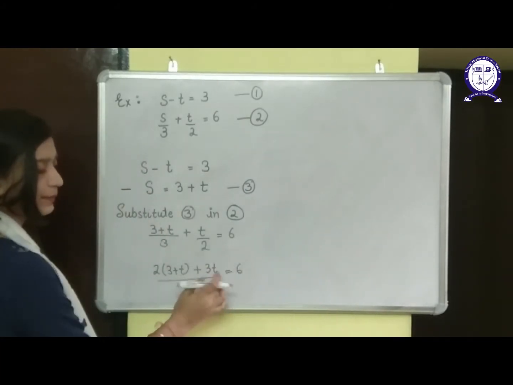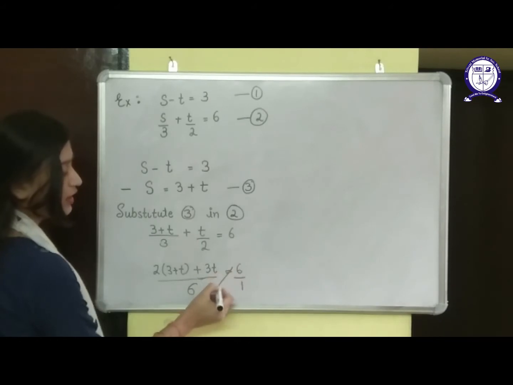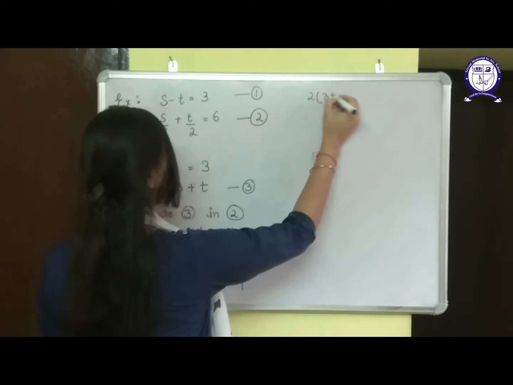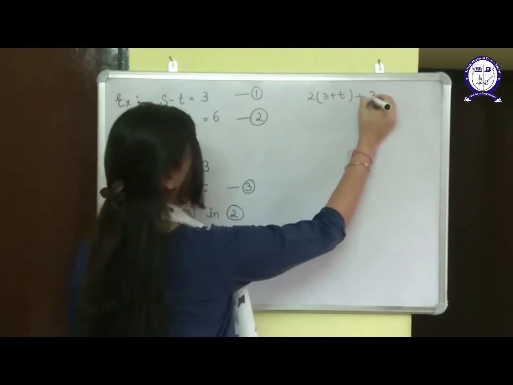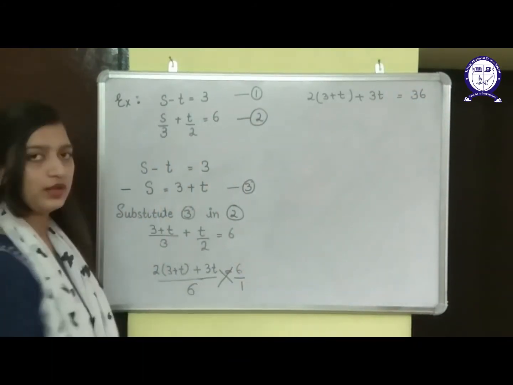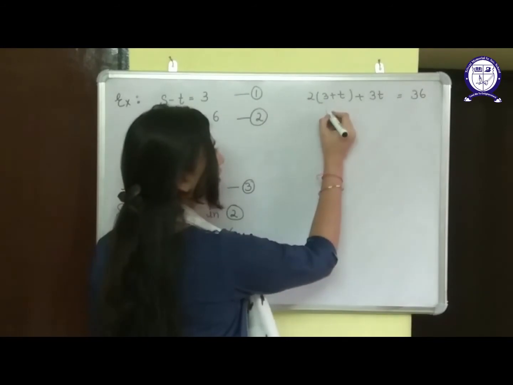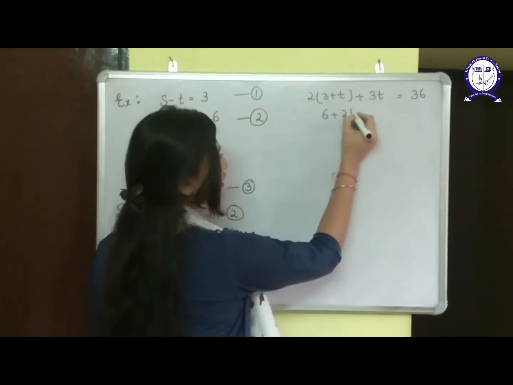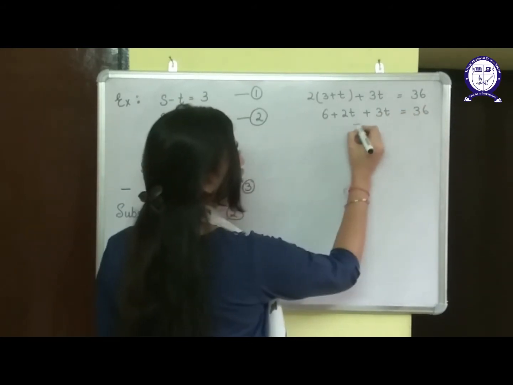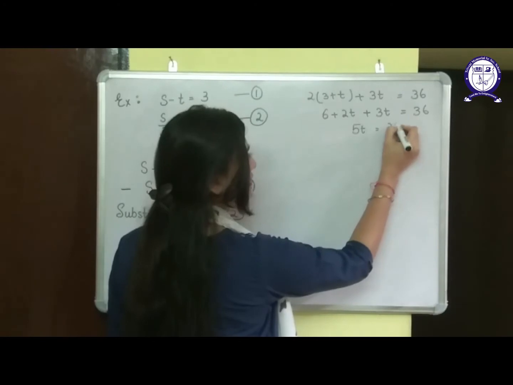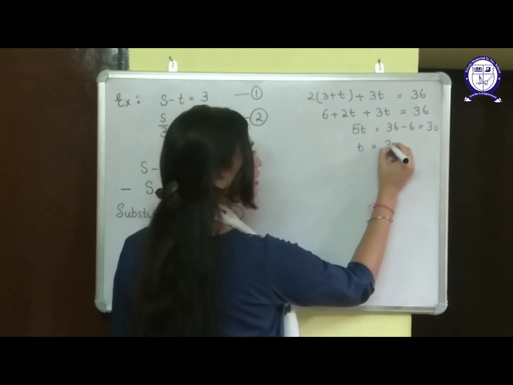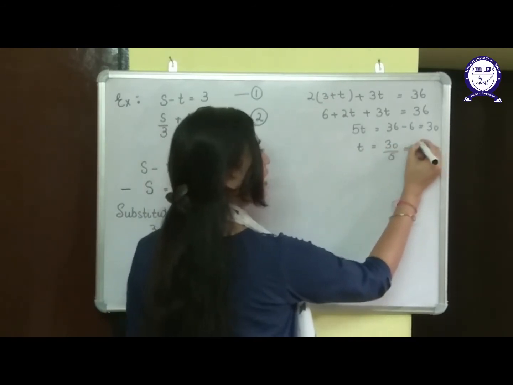Now I will cross multiply it. It is my 6 upon 1. I will get 2 into 3 plus t plus 3t equals 36. Right? 6 into 6 will be 36. I will simplify it. 6 plus 2t plus 3t equals 36. 5t equals 36 minus 6, that is 30. So my t will be 30 upon 5, that is 6.